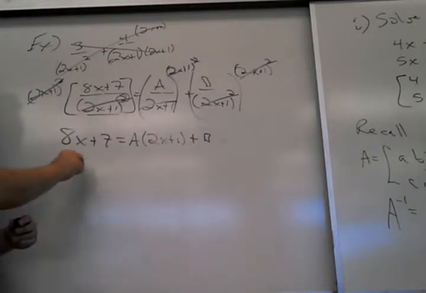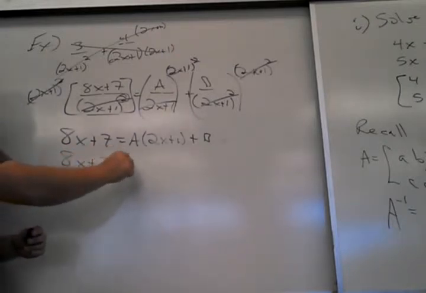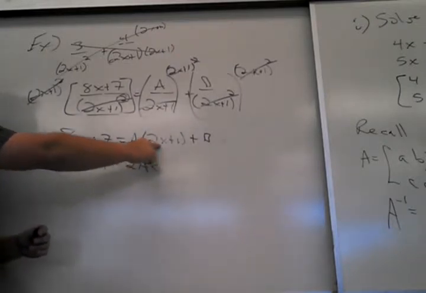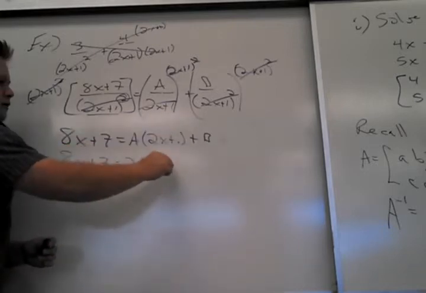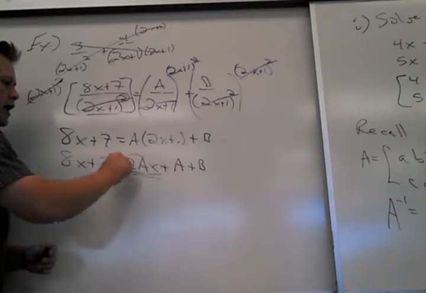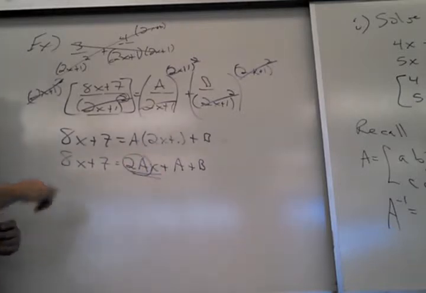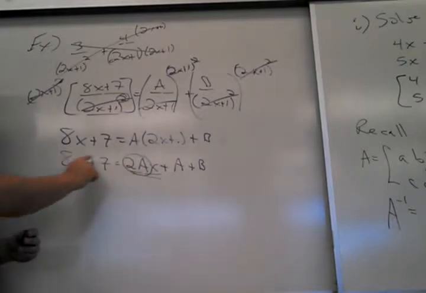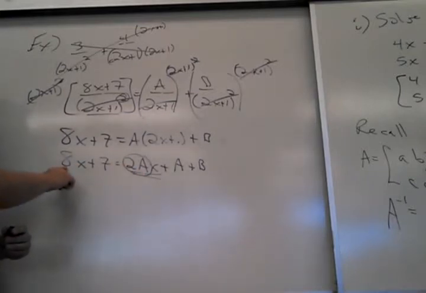So now here's the really cool part. 8x plus 7 has to equal 2ax plus a plus b. So what must 2a equal in order for this to make any sense? 2a has to equal 8. Can you guys see that?